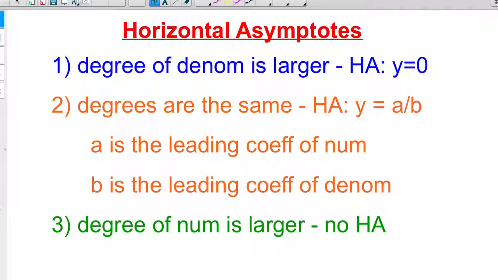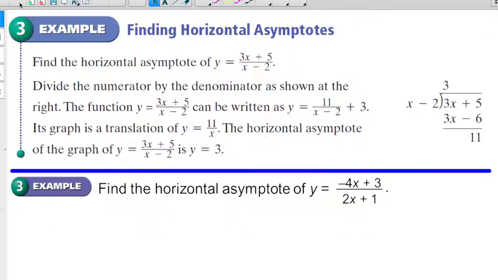I'm trying to speak too quickly. And finally, the degree of the numerator is larger. If the degree of the numerator is larger, then there is no horizontal asymptote and one less thing to worry about. All right, so let's take a look at this. So we have three possibilities. Degree of denominator is larger, horizontal asymptote, y is 0. Degree of the numerator is larger, no horizontal asymptote. Degrees are the same, then it's just the coefficients of the leading terms, then y equals a over b. Okay? I'll just say it like that.